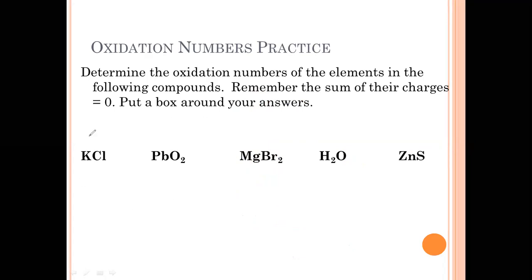Okay, so when I look in my periodic table for chlorine and potassium, I noticed that potassium is the one that only has one charge. So that's the one I'm going to start with. Potassium is +1. I multiply by how many I have, so +1 times 1 is +1. I know that my total charges have to equal out to 0, so in order to get me to 0, chlorine has to be -1. I only have one chlorine, so it's just -1. So these are my answers here.